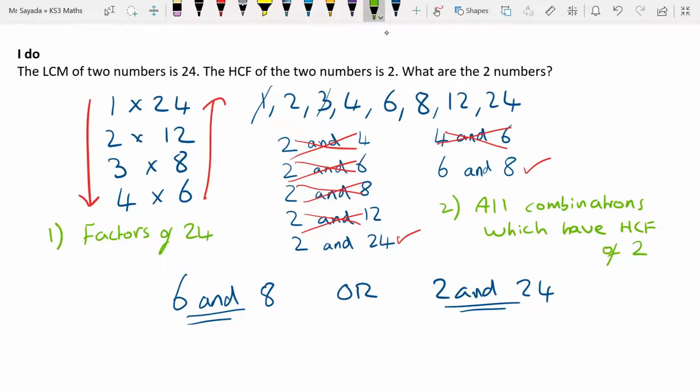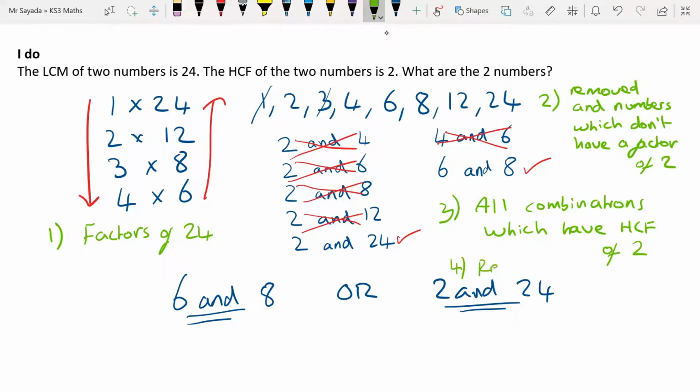I did something in between though, so I'm going to change that to step 3. Step 2, I removed any numbers from this list which don't have a factor of 2. Step 3, I found all the combinations which have a highest common factor of 2. Step 4, I removed all the ones which don't have a lowest common multiple of 24.